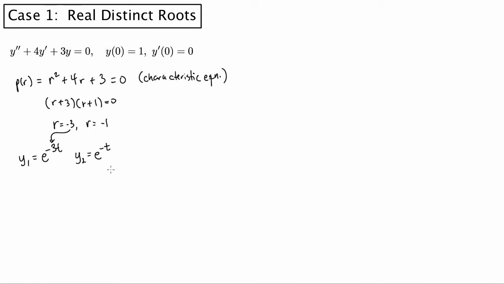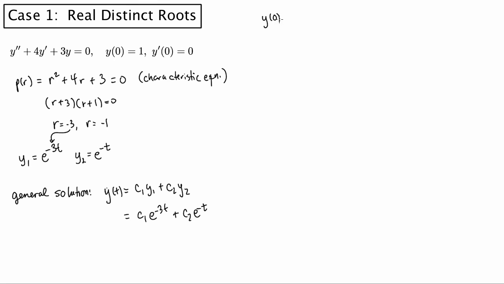And so we know that this forms a fundamental set, which means that the general solution of the IVP by the superposition principle is a linear combination of this fundamental set, which is C1 e to the -3t plus C2 e to the -t. Now we need to apply our initial conditions. So we'll start with y of 0 equal to 1.